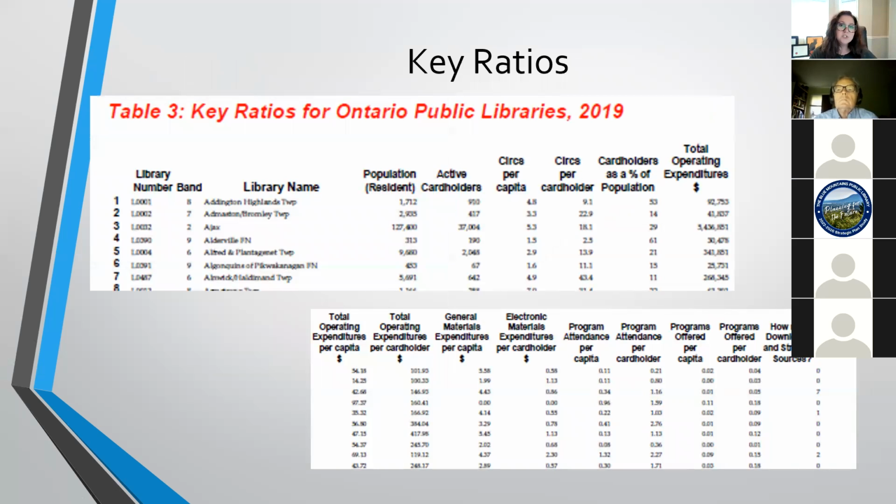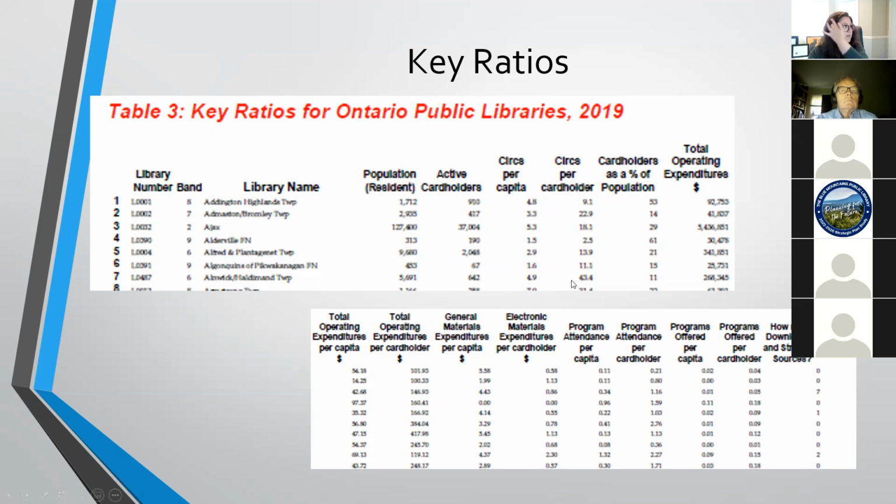So our data reports show not only provincial data as our libraries as a whole in Ontario, but also we have key ratios, which focuses on individual libraries. So these are some key ratios to note.